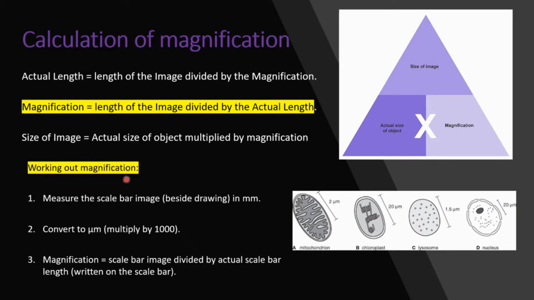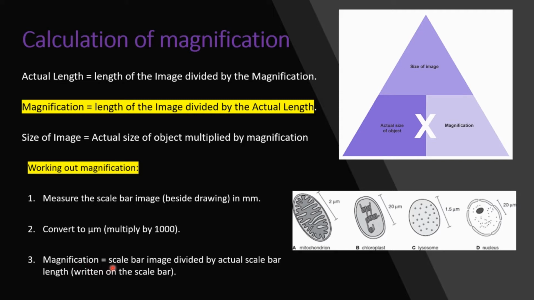Now I'm going to show you the method of working out actual magnification. For this one, you have 3 steps. It's relatively easy. We have an example of an exam question. Here what you do is you measure the scale bar. As mentioned, it's beside the drawing and it's in millimeters. So you use your ruler to measure the length of this part right here, which is what we call a scale bar. You measure that in millimeters, and then you convert it to micrometers by multiplying that value by 1,000.